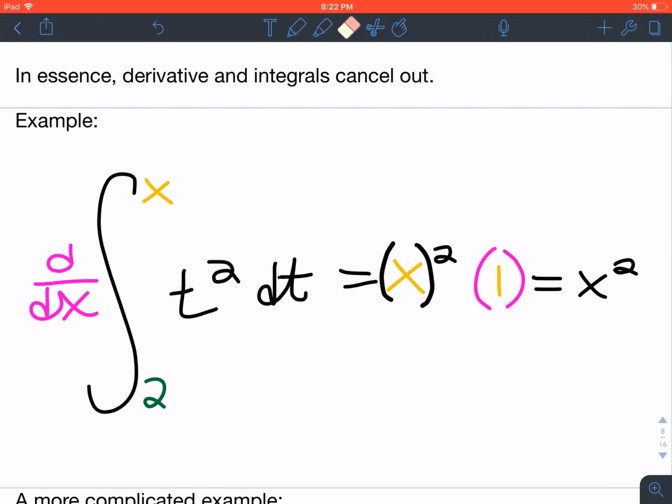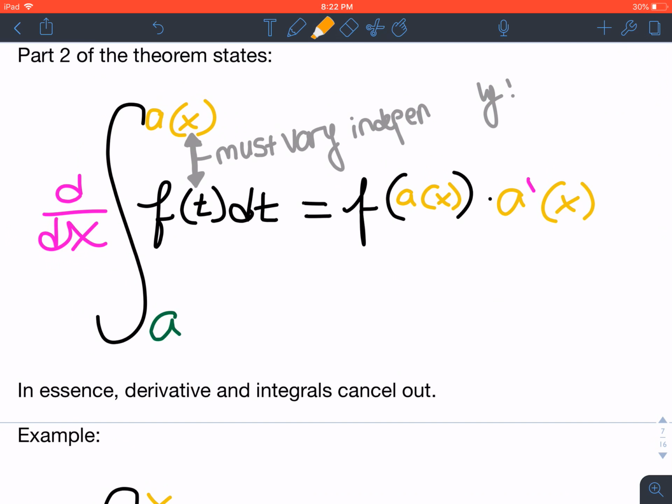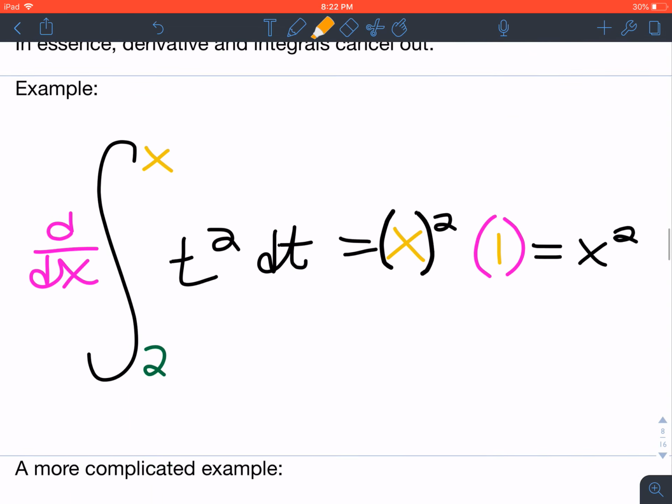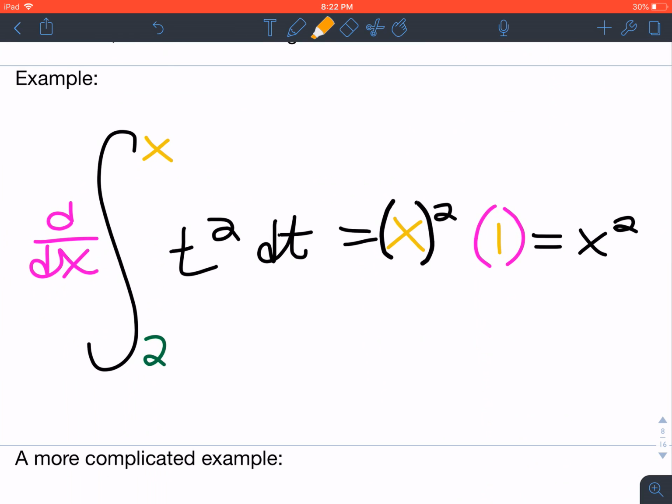If there is only x up here, you don't have to worry about chaining anything on using the chain rule, because that's essentially what's going on up here. We'll go into more of a proof of this later, but essentially this is just the chain rule, and so you only need to worry about it if it's something other than x.